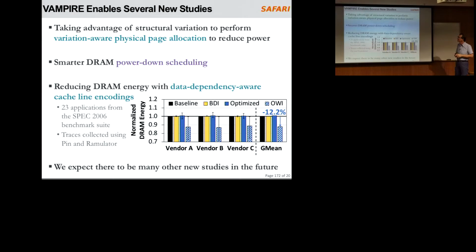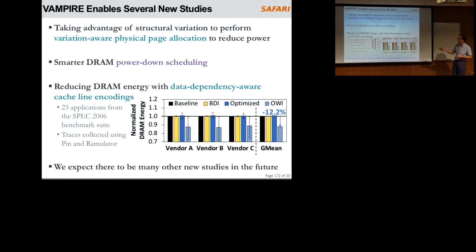That could be interesting. You can do more intelligent power down scheduling in DRAM. We didn't look at it in detail. We did one thing. We looked at reducing DRAM energy with data dependency-aware cache line encoding. So some encodings clearly consume less power. Some encodings consume more power. And we developed an optimized encoding based on what we observed. And if you actually do that, you can reduce the power, in this case, DRAM energy over time by about 12% compared to the baseline.